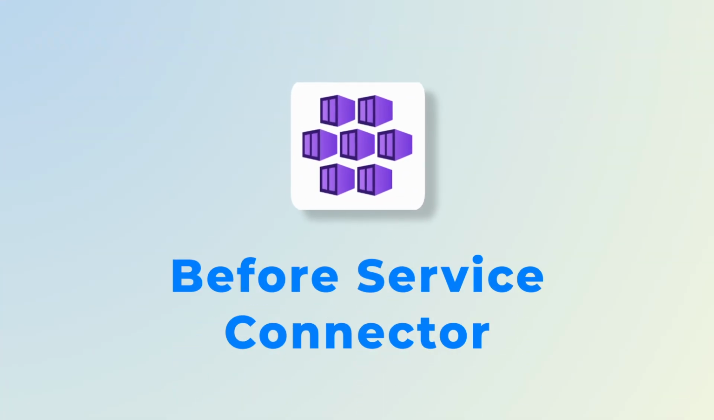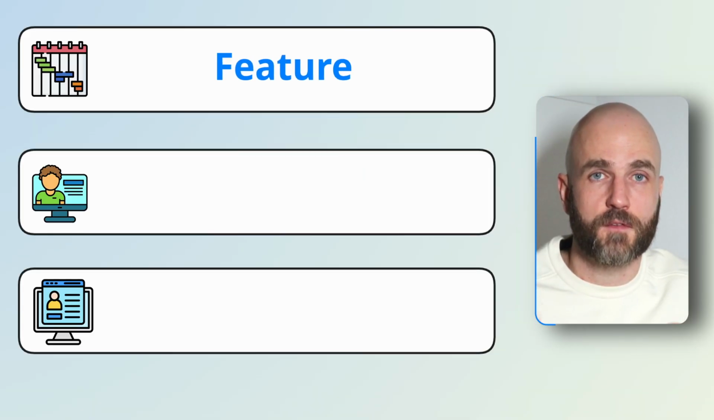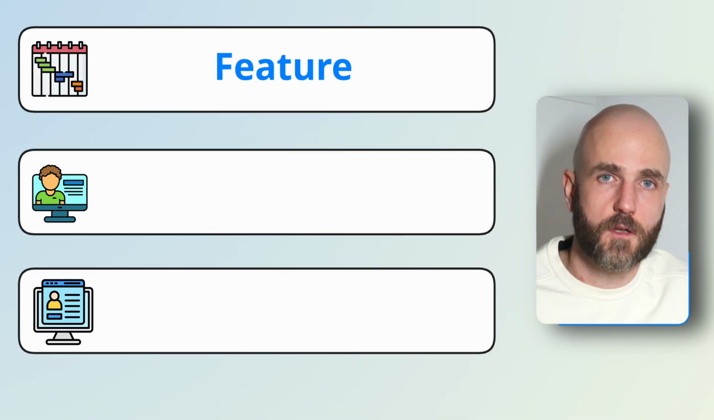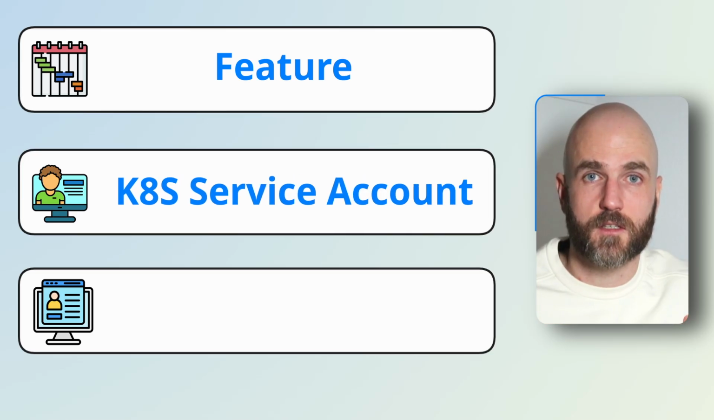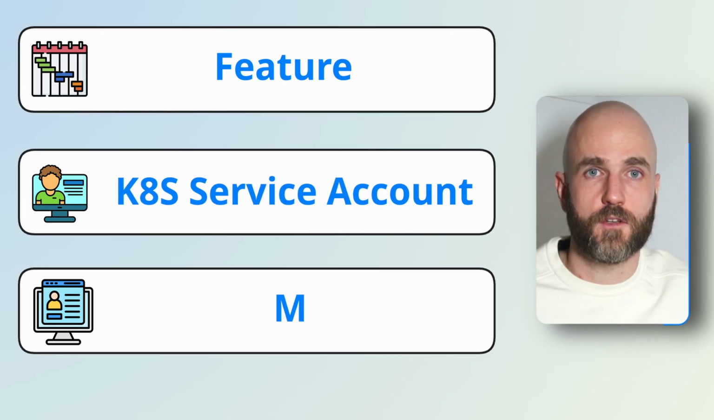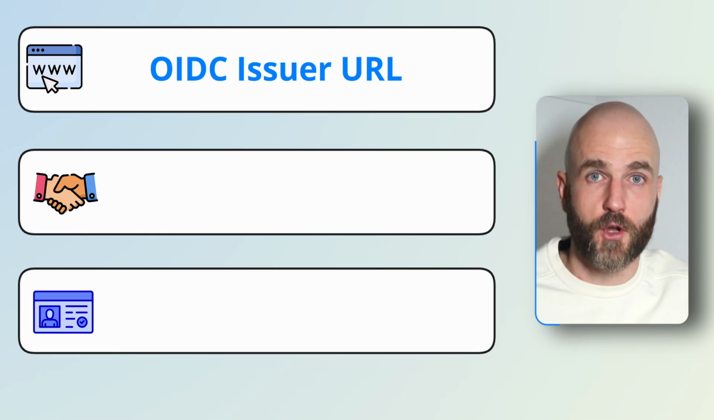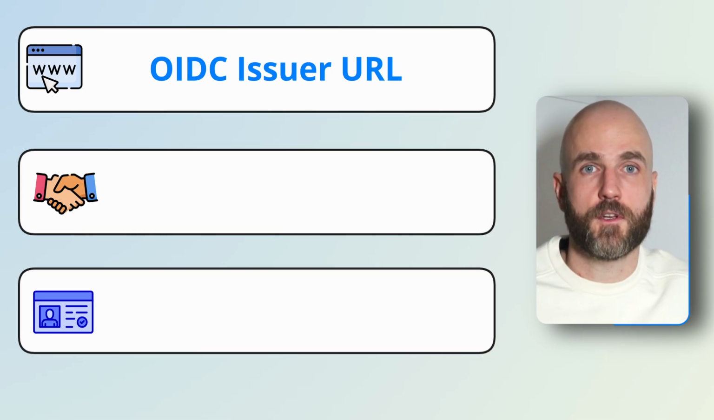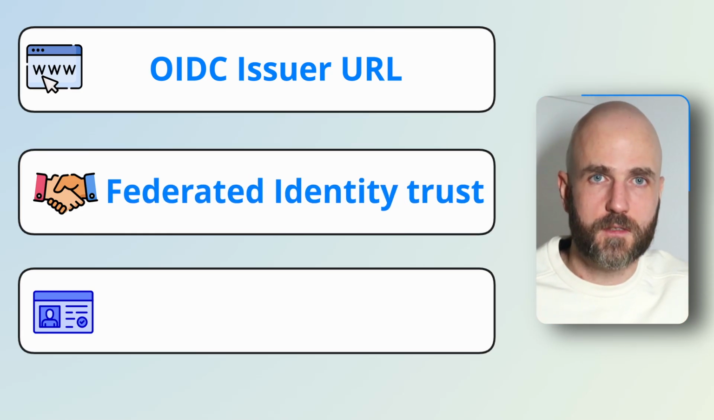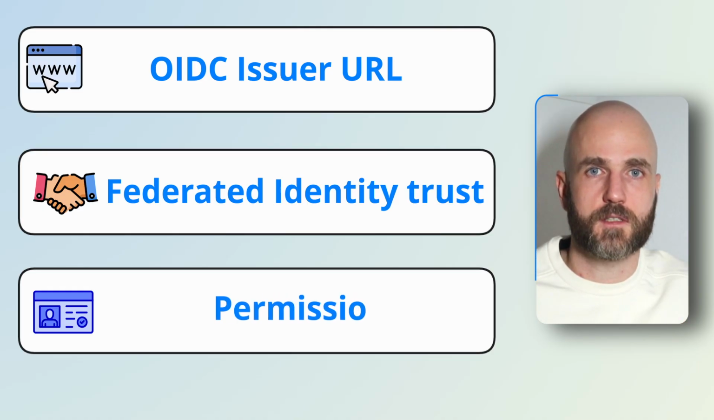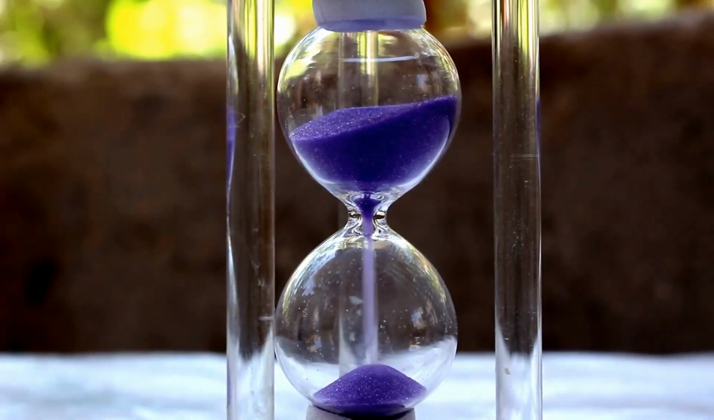Without Service Connector, using these workload identities with AKS used to involve a bunch of steps. You have to turn on specific features within your AKS cluster. You need to create a Kubernetes service account. You need to create an Azure Managed Identity. Then you must retrieve the OIDC issuer URL. You need to establish federated identity credential trust, and then grant permissions to access Azure services. While these steps are all well documented and achievable, they can be quite time-consuming.